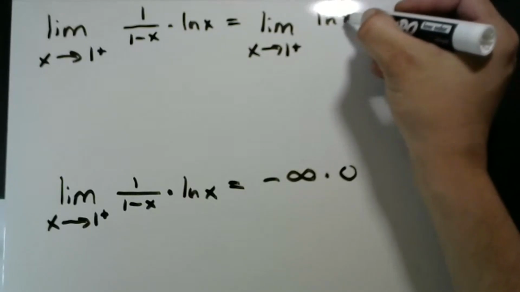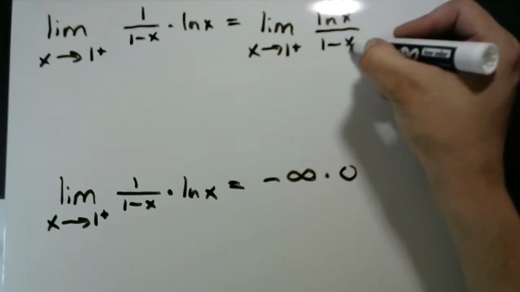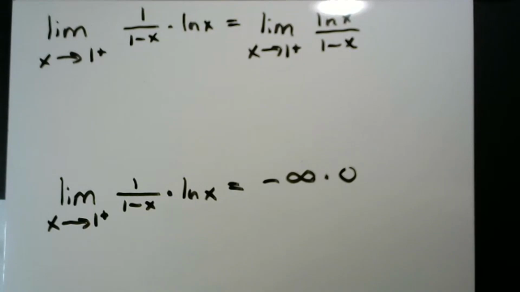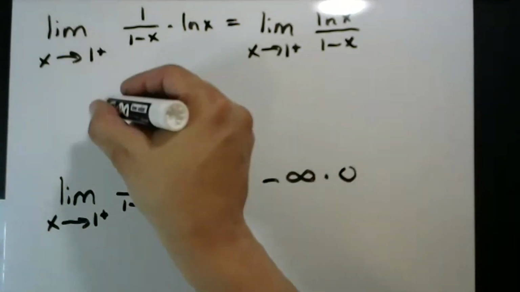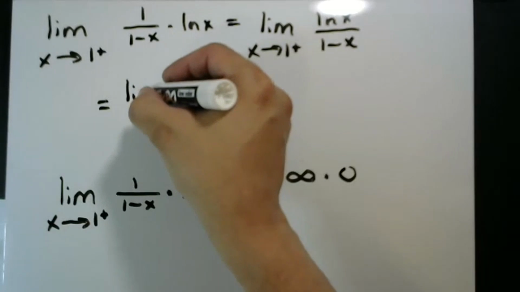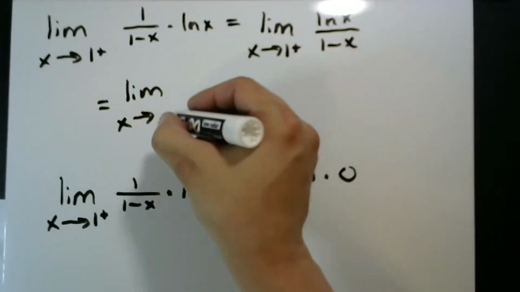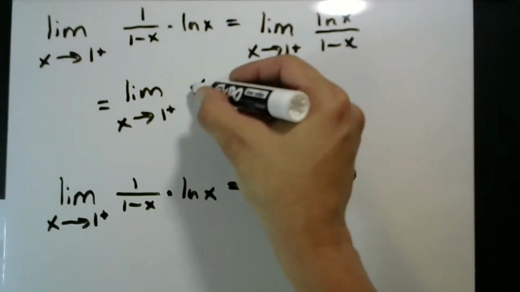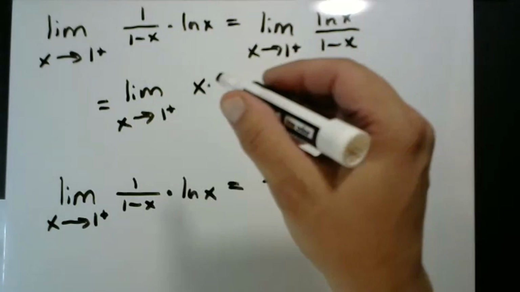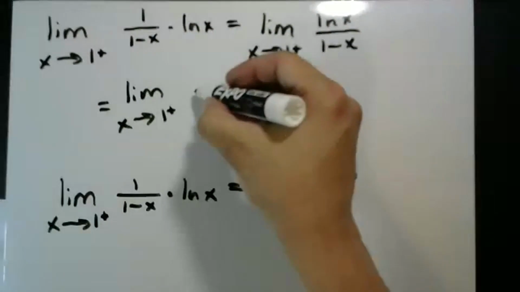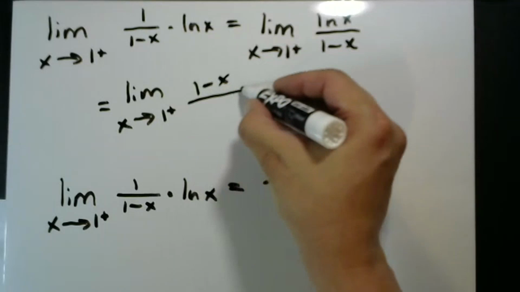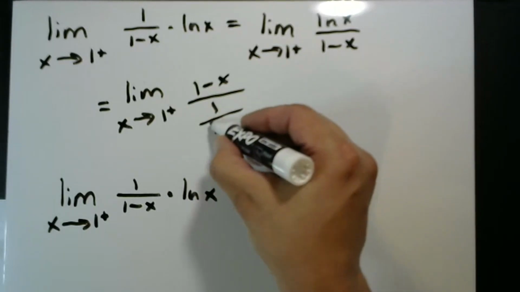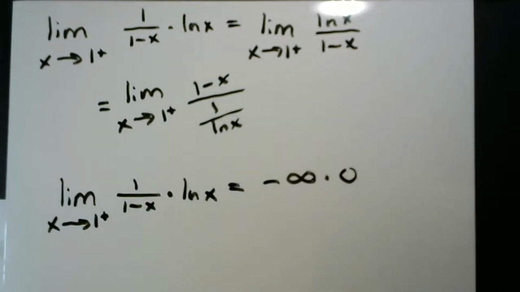And in fact, we could simplify this a little bit. We get something like this. And this will become the limit as x approaches 1 plus. We can rewrite this: 1 minus x over 1 over the ln of x. This simplified will give us this.